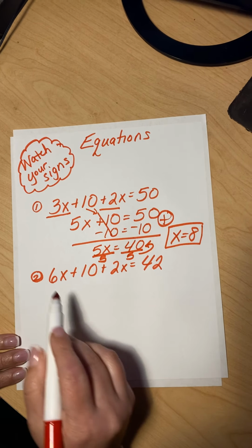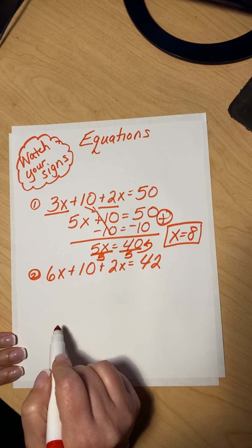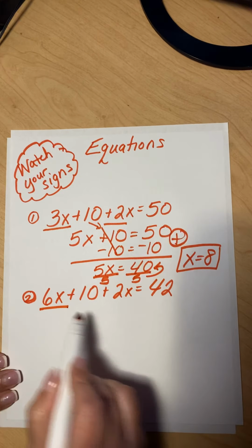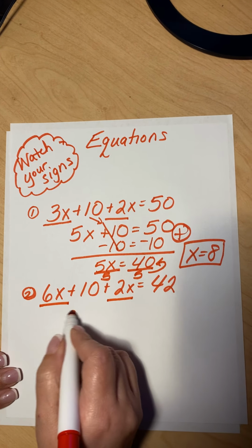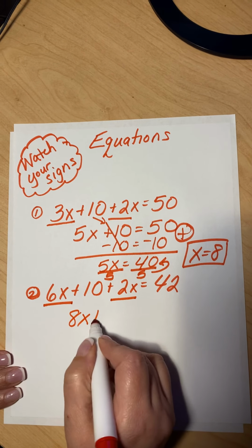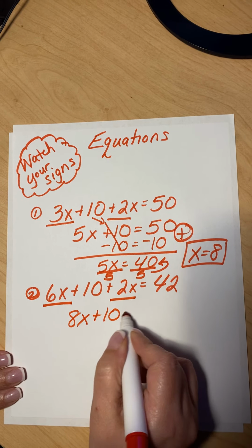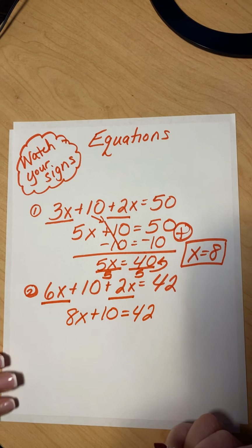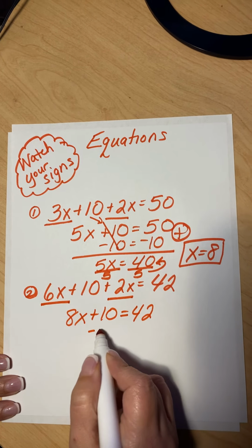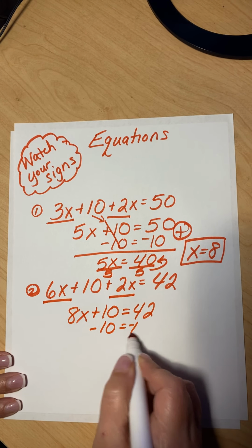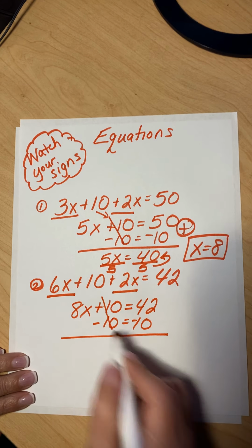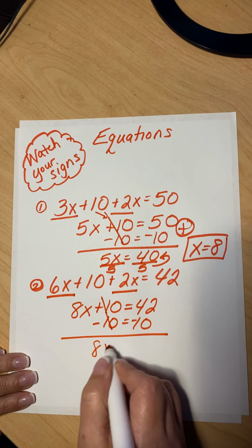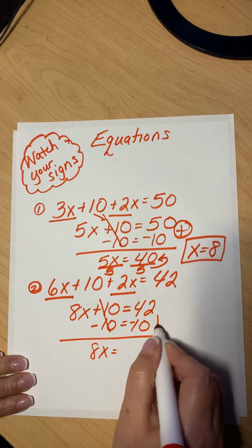In example 2, I have 6x plus 10 plus 2x. We're going to combine the 6x and the 2x. 6 plus 2 gives me 8x. I copy down my plus 10 and I copy down my equals 42. I'm now going to minus 10 from both sides. Remember, we want the 8x by itself. That cancels out. I bring down my 8x.